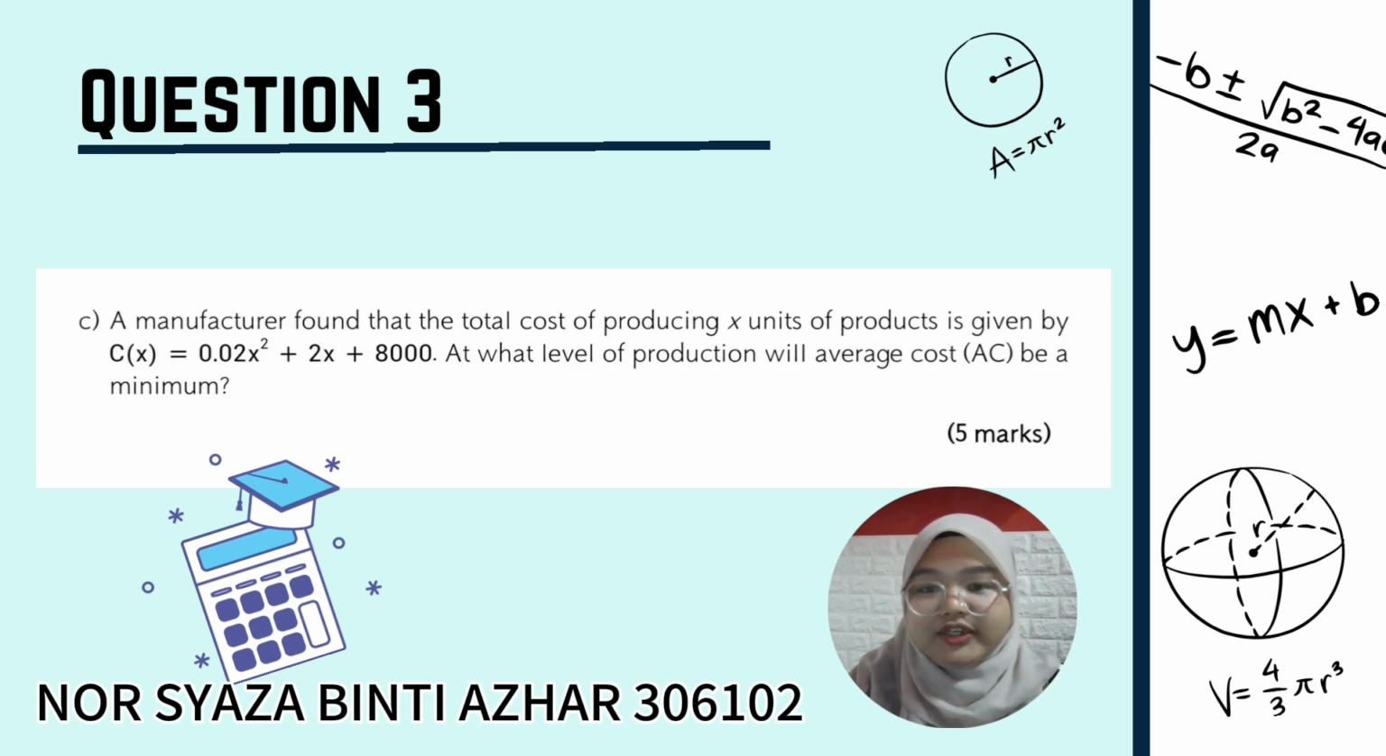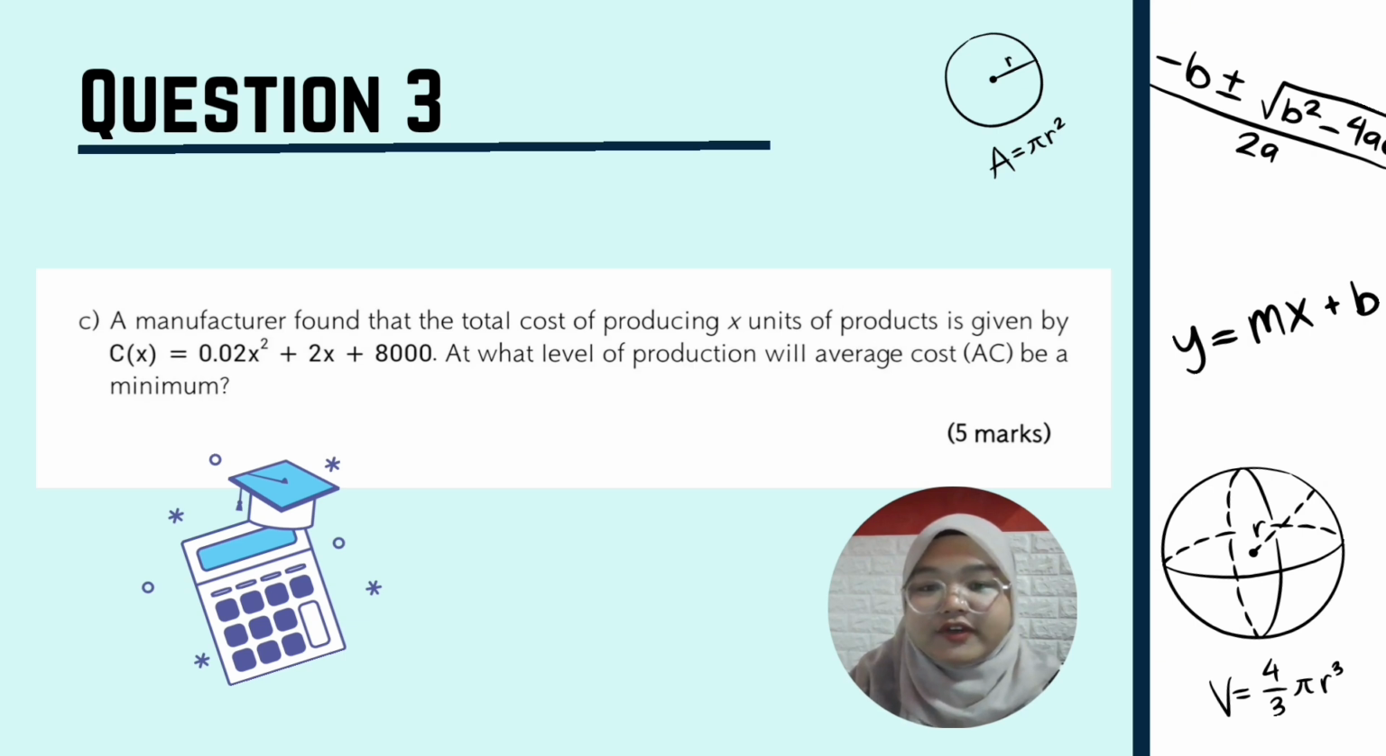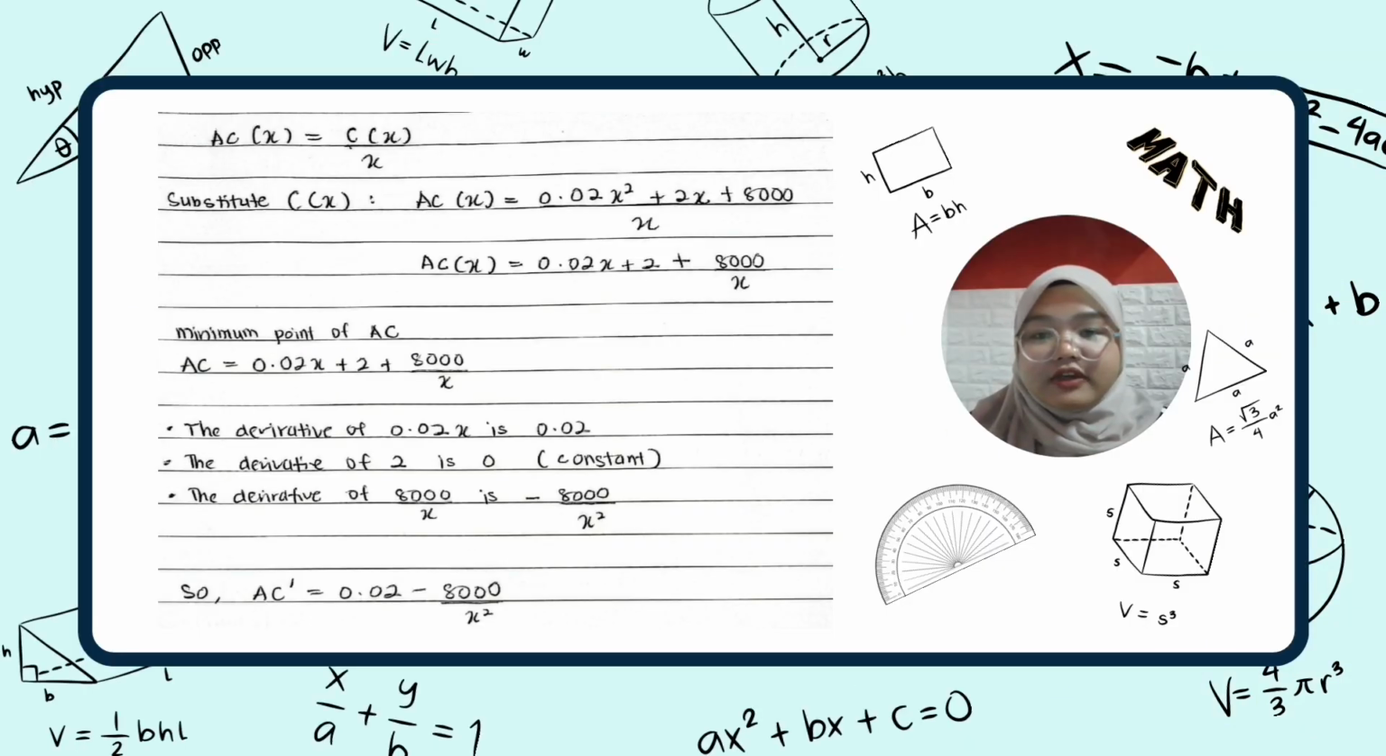I'm going to present question 3, which is: a manufacturer found that the total cost of producing X units of a product is given by C equal to 0.02x squared plus 2x plus 8,000. At what level of production will average cost AC be a minimum? Now let's start with the calculation.